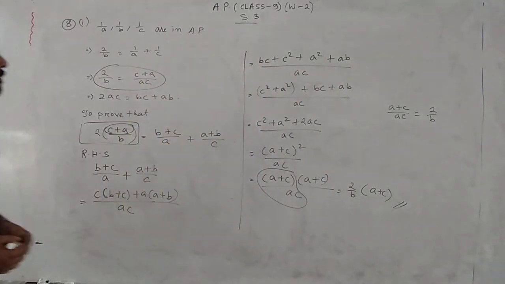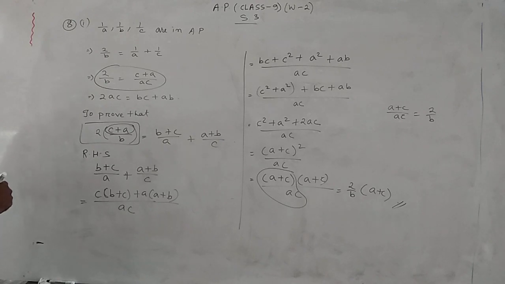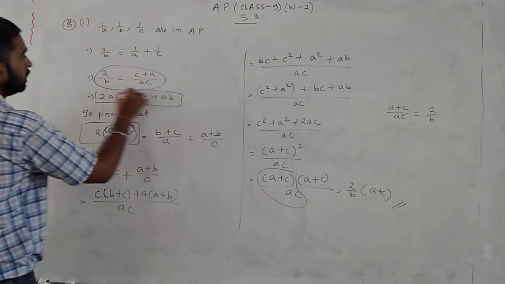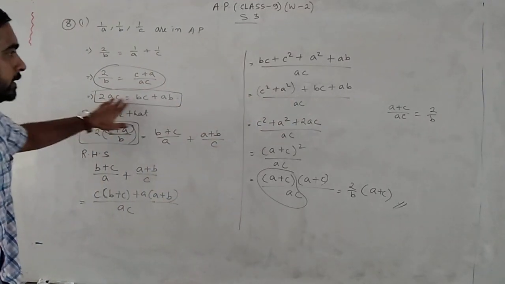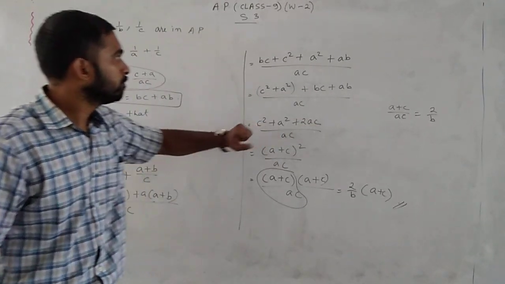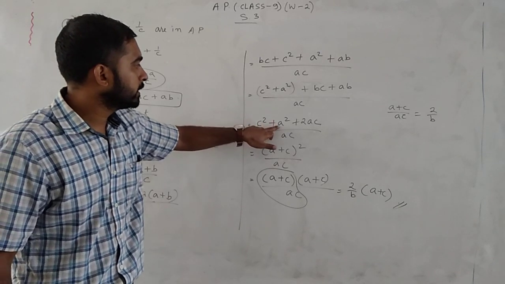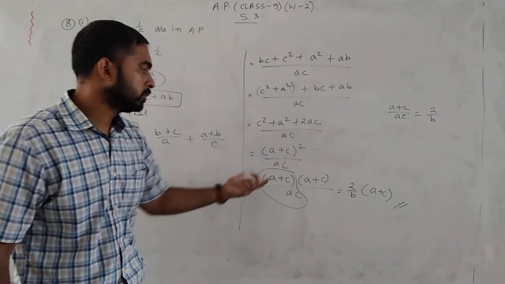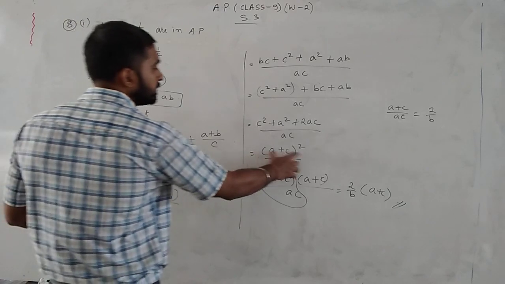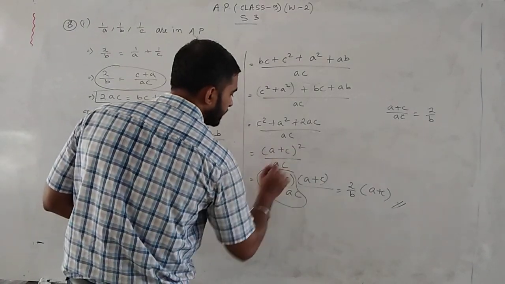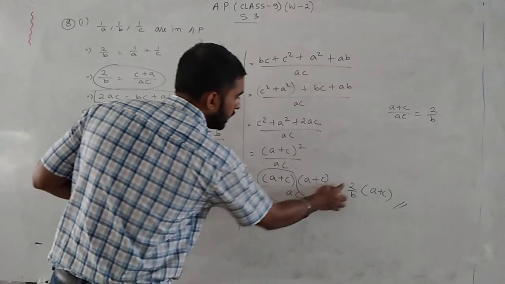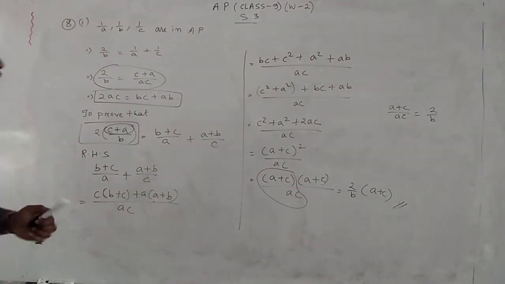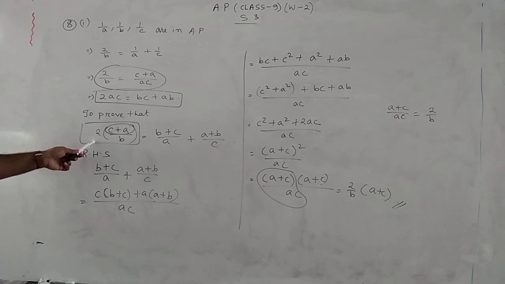Understood? So, use the given conditions. In this step, BC plus AB, which is equal to twice AC, so I replace it with twice AC, then C square plus A square plus twice AC equal to C plus A whole square or A plus C whole square. Then A plus C whole square means A plus C into A plus C by AC. Then A plus C by AC equal to 2 by B, so I replace it by 2 by B into A plus C. That is the left hand side and this is the right hand side. Both are same.